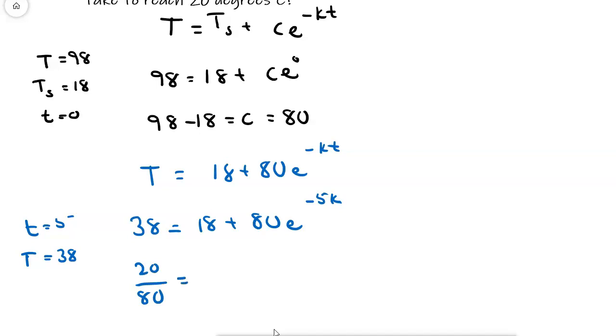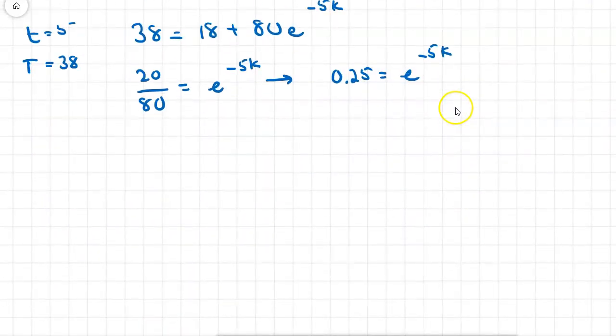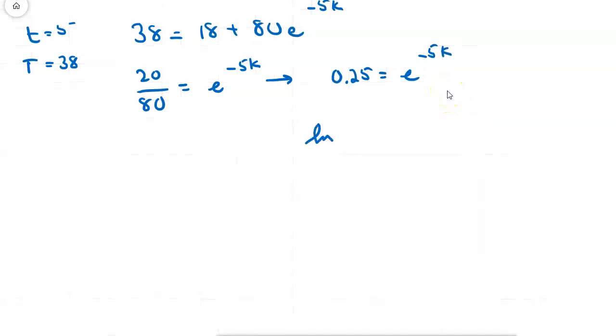I'll do that in one shot just to save some space. 20 divided by 80 is exactly a quarter. I will turn it into a decimal only because it's an exact value. Otherwise, I would carry down either a lot of decimal places or an exact value. Looks like we're going to have to take natural logs of both sides. So take the natural log of a quarter. The natural log of e to a power is just that power. Divide both sides by negative 5.